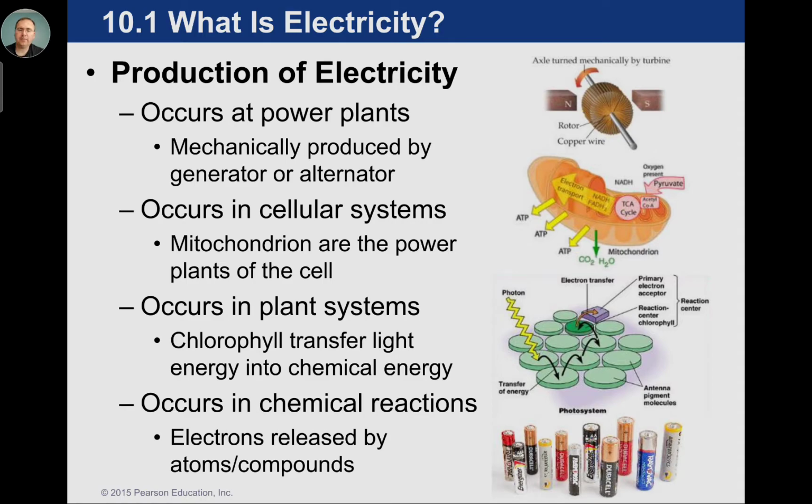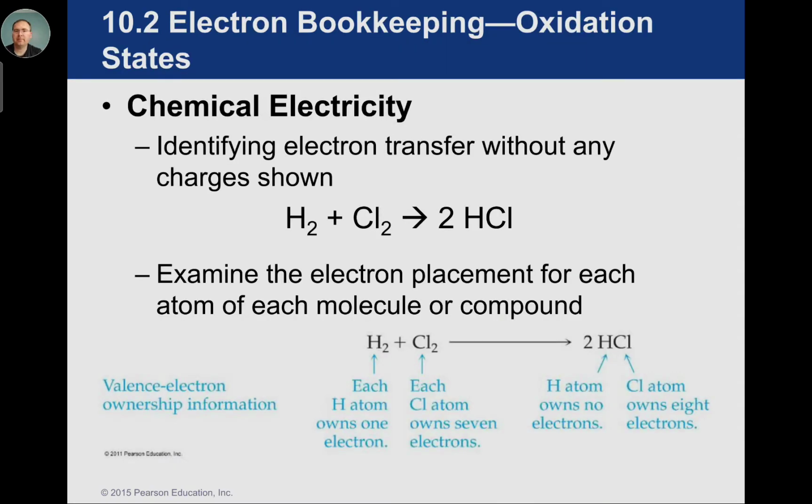And then lastly, you'll understand in this chapter specifically that electrons released by atoms and compounds and batteries are other ways to see chemical reactions as a way to produce electricity. So when we think of chemical electricity, we have to think of atoms that give up their electrons to be like noble gases. This could also be done in reverse.